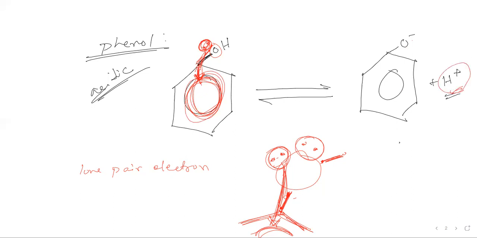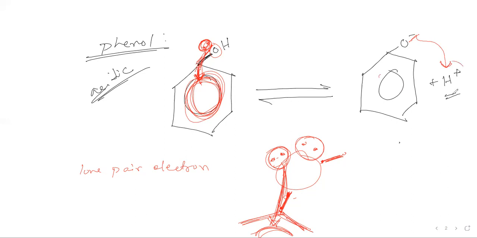Hydrogen has its electron with itself, so hydrogen's positive charge remains unchanged. It is as strong as it was before. Since oxygen has a weaker negative charge, it is unable to attract the H plus ion as strongly as it did before.